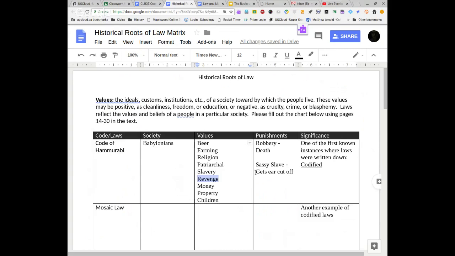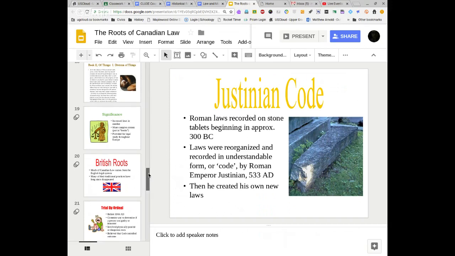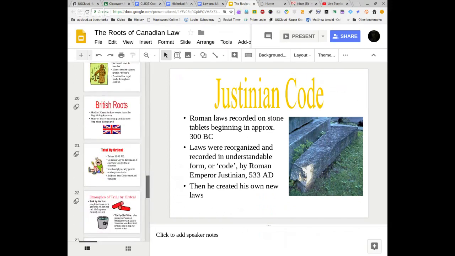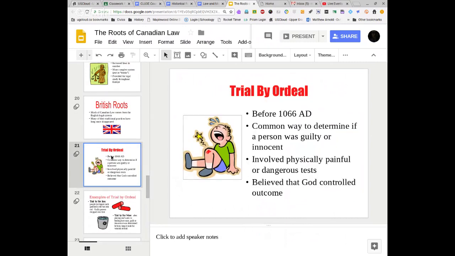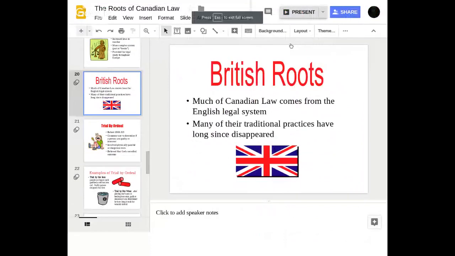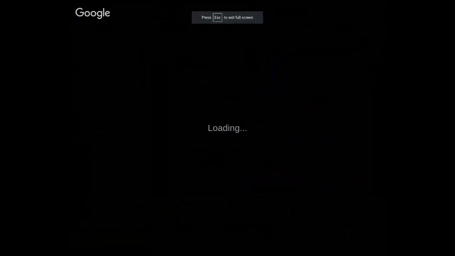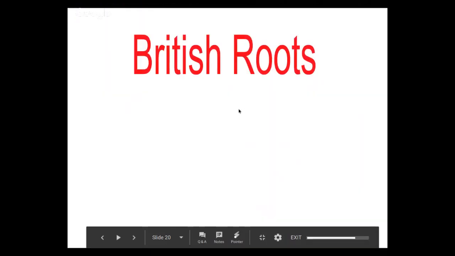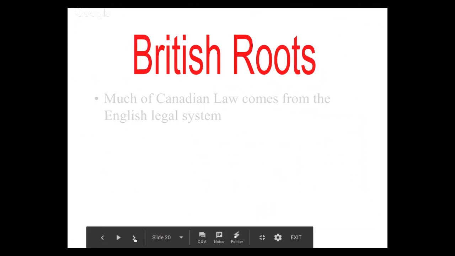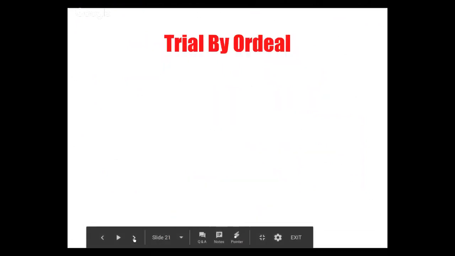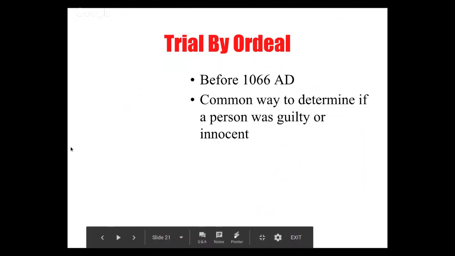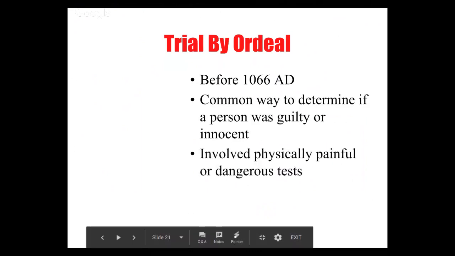The last piece that I'm going to show you from this is British roots of Canadian law, and specifically the different types of trials that British roots brought. So much of Canadian law comes from the British tradition of law. First of all, trial by ordeal. This is an interesting one, and a common way to determine if a person was guilty or innocent.